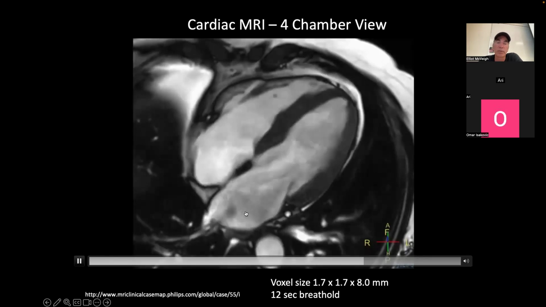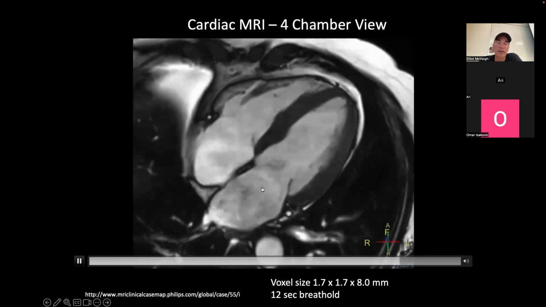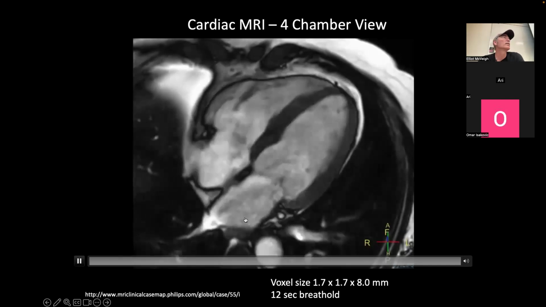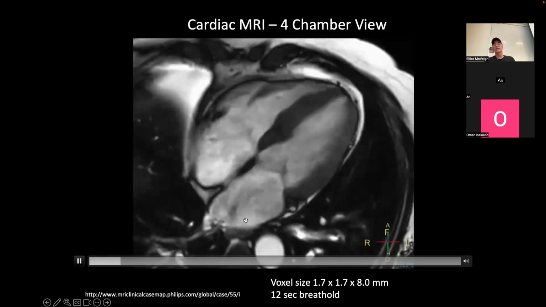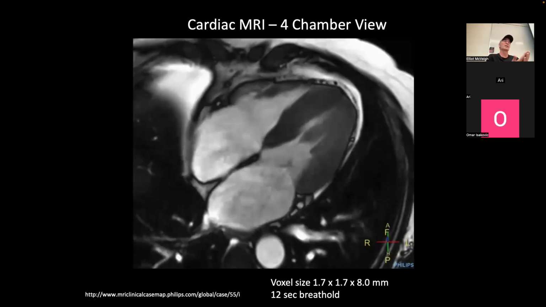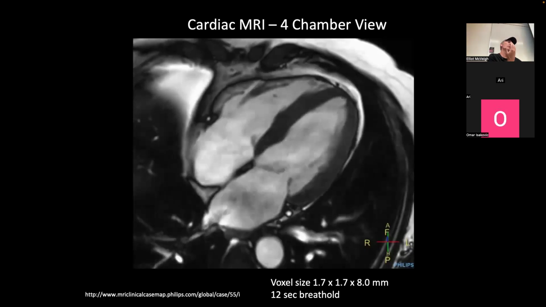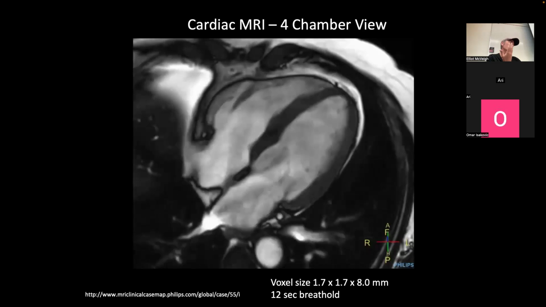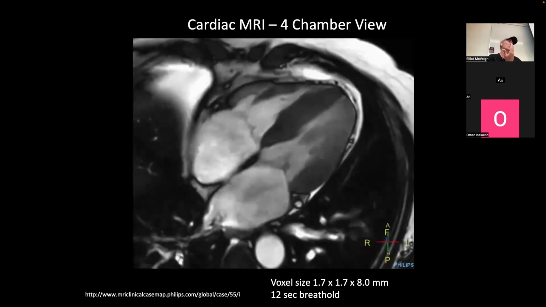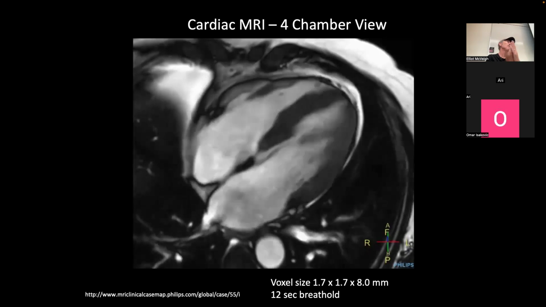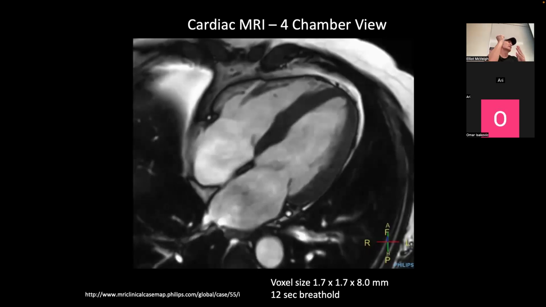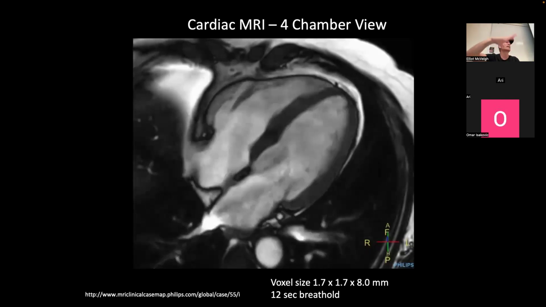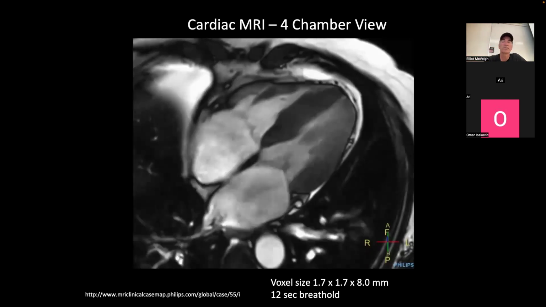One thing that's really cool about this movie is see how there's an obvious circulatory motion of the blood as it comes through there. The reason it has a different signal is because the blood that's outside the plane doesn't get excited or doesn't give off signal because it's not on resonance. But then when it moves into the plane, it gets an RF pulse and gives off a lot of signal, right? So it's not in steady state. It gives off a lot of signal. That's why it's so bright.